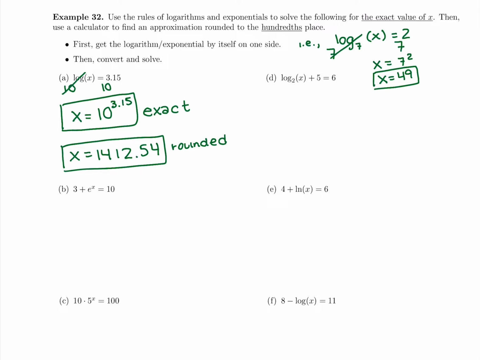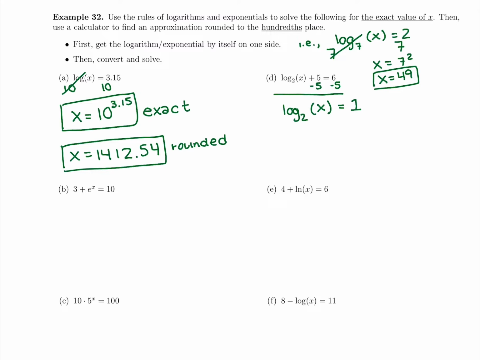We can move over to this next one. Log base 2 of x plus 5 equals 6. So first I need to get the log on one side by itself. So I'm going to get rid of the plus 5 by subtracting 5 from both sides, which will leave me with log base 2 of x equals 1.